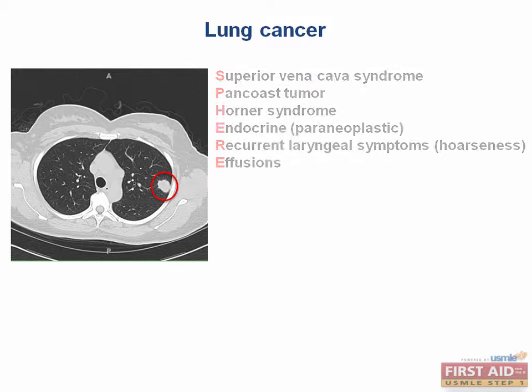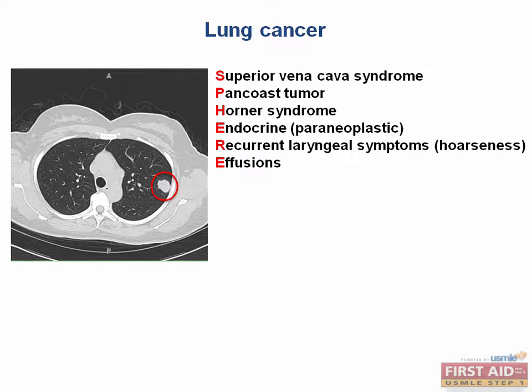The complications and sequelae of lung cancer are pretty high yield, and the SPHERE mnemonic does a pretty good job of summarizing them. They include superior vena cava syndrome, Pancoast tumor, Horner syndrome, endocrine paraneoplastic effects, recurrent laryngeal symptoms, and effusions.